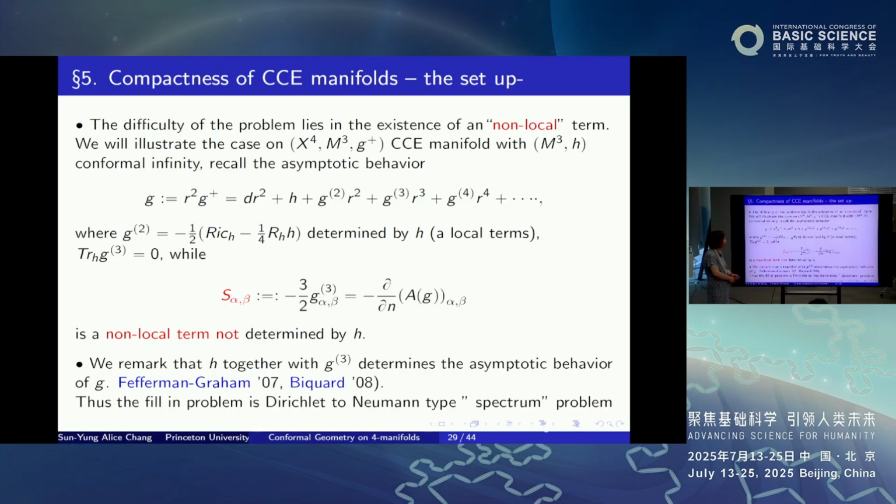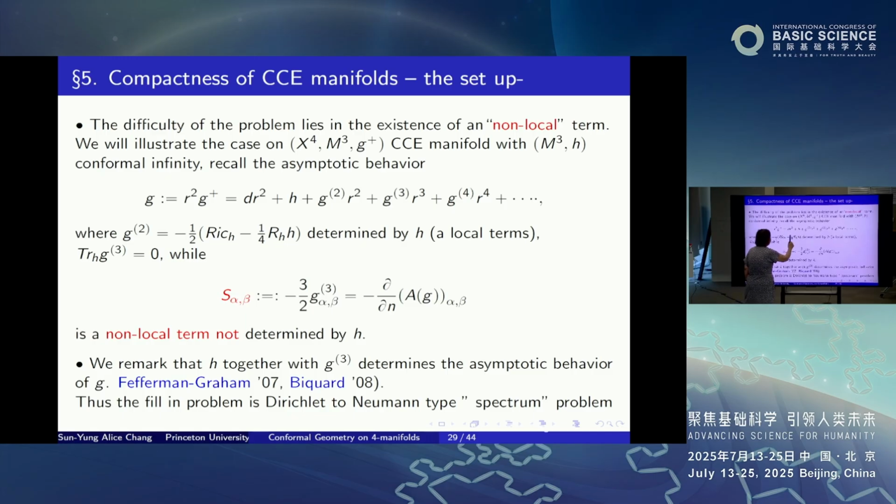Now I concentrate my effort on n equal to 3. So this is M^n, M^3, and then 4 dimension. In 4 dimension, a compactification has this asymptotic behavior: r squared g plus is dr squared, this is the geodesic defining function, plus the given h, plus g2 r squared plus g3 r cubed and so on. It turns out this g1 is 0 because it's totally geodesic.